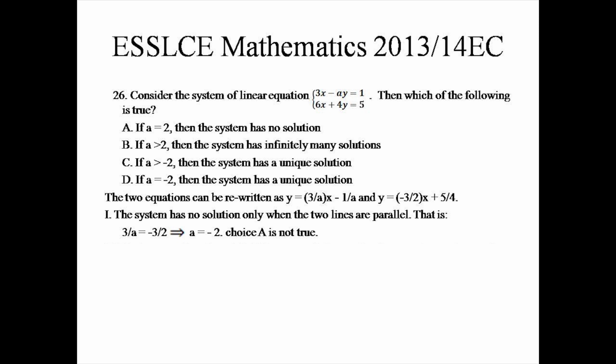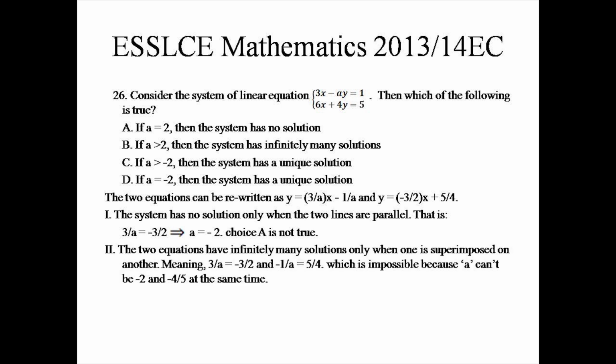So if 3 over a is equal to negative 3 over 2, then a is equal to negative 2, meaning the system has no solution only when a is equal to negative 2. So choice A is not true. Second, the two equations have infinitely many solutions only when one is superimposed on another, meaning only when the slopes and the y-intercepts are equal.